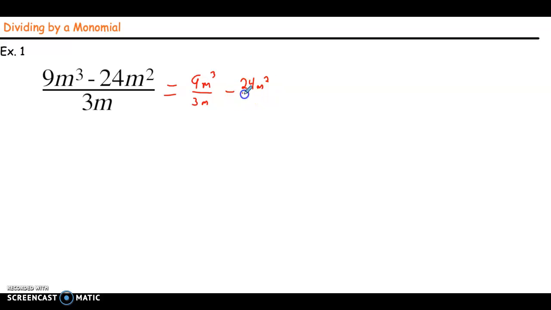Depending on the numbers and the powers of the variables, there might be some quicker ways to do this, like canceling out your greatest common factors, factoring out everything you can from the terms in the numerator, but sometimes it doesn't work out that way. So this is just the best way to go about it. In this first term, 9 divided by 3, m cubed divided by m squared. Basically, we're just simplifying. 24 divided by 3 is 8. M squared divided by m is m. And that is all she wrote, dividing by a monomial.